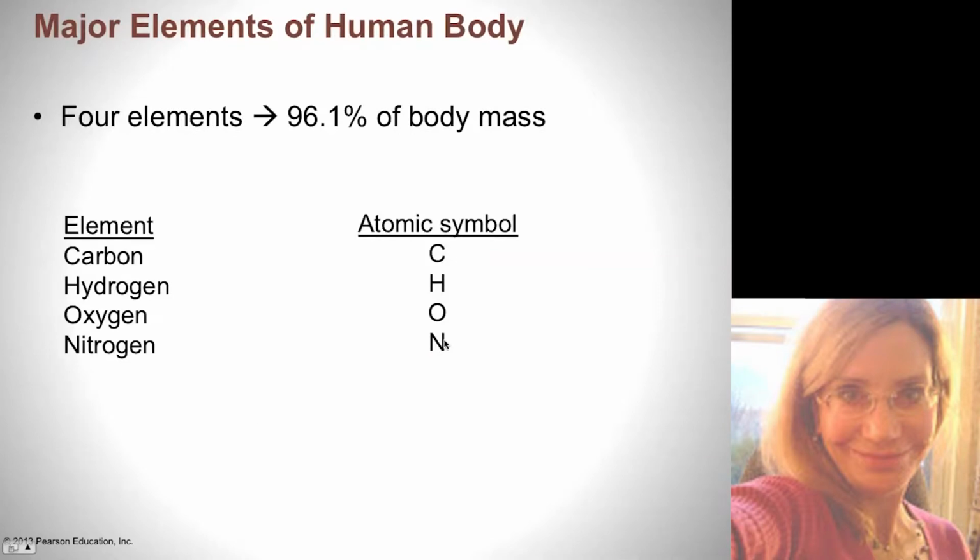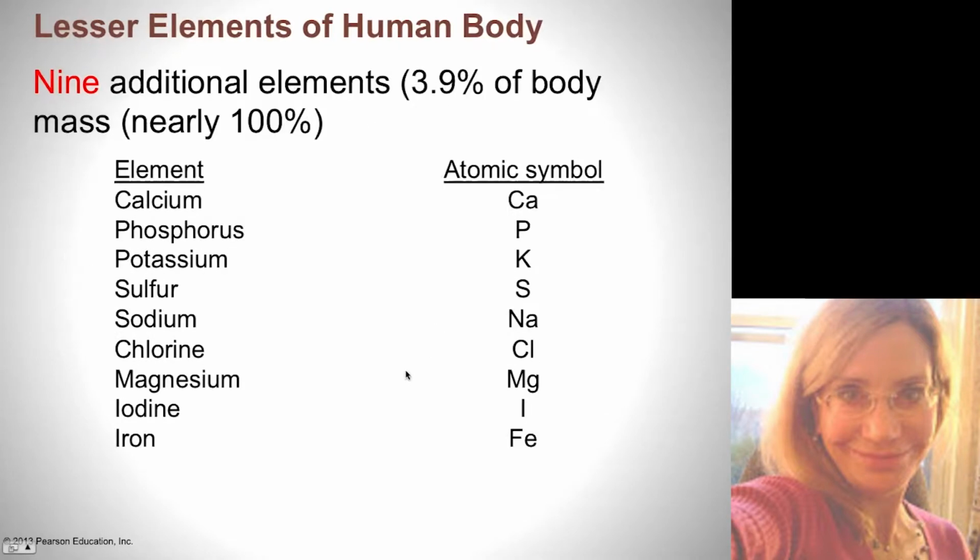Major elements of the human body. Even though there's many elements represented on the periodic table, only about 4 of them make up the human body. In fact, 4 of these elements make up 96.1% of your body mass. Over here on the left, you can see the name of the element, and over on the right, its corresponding atomic symbol. Carbon, C, hydrogen, H, oxygen, O, and nitrogen, N.